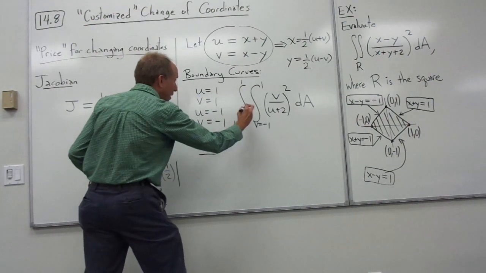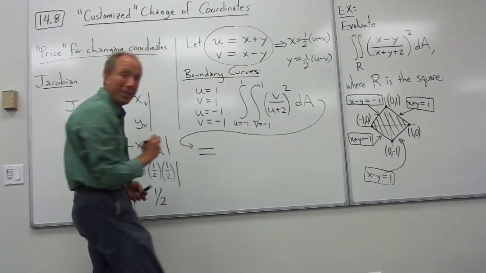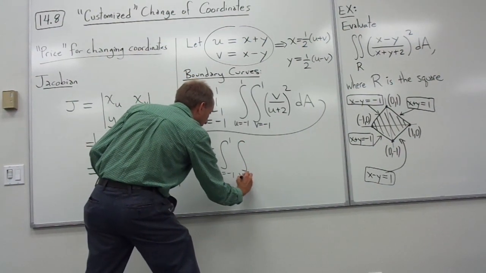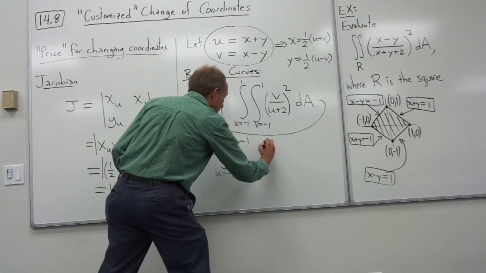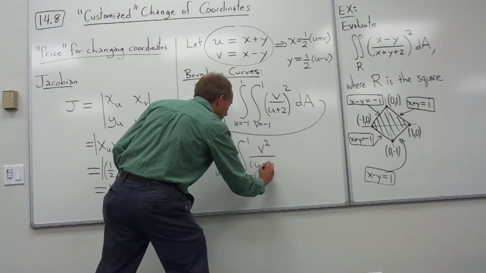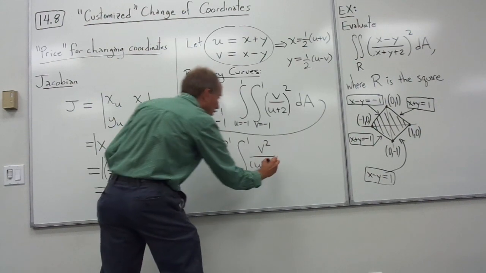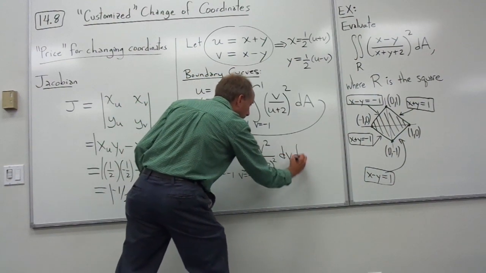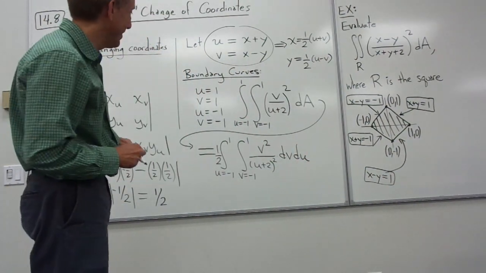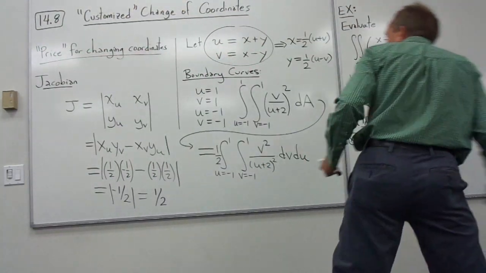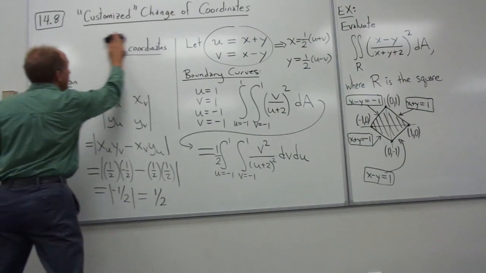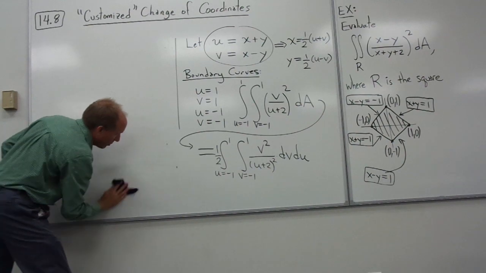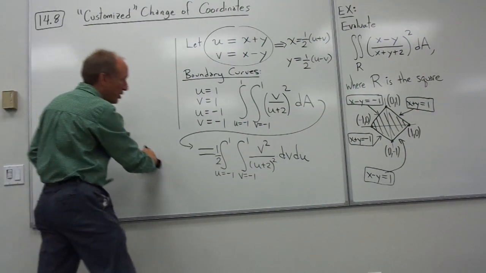So if I put that in, going back to this integral, I'm going to get the integral u from -1 to 1, v from -1 to 1, of v squared over (u plus 2) squared, and then I'm going to put my 1/2. Actually, the 1/2 is a constant, so I can put that outside, and then dv and du. Let's see if we can actually just finish the integral here and come up with an answer. So the Jacobian is the thing that we have to remember to include. It's the price that we pay for changing variables.